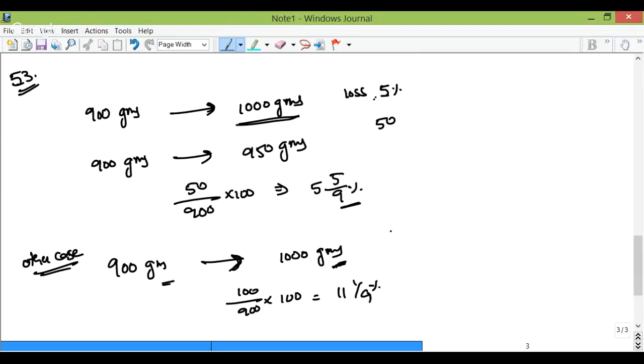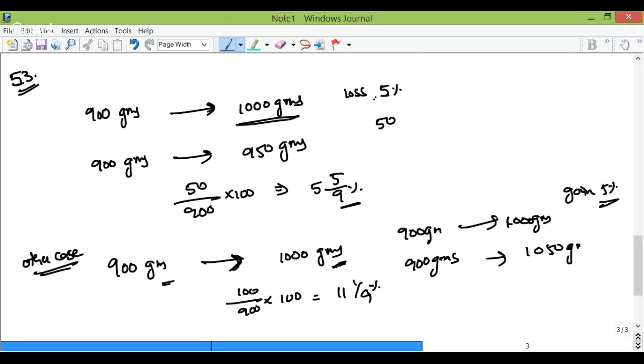And in one more case, he's selling 900 grams at a gain of 5%. Now what he's doing, he's giving only 900 grams and costing for 1000. Now what will be the profit percentage? 150 by 900 into 100. That is equal to 16.6.